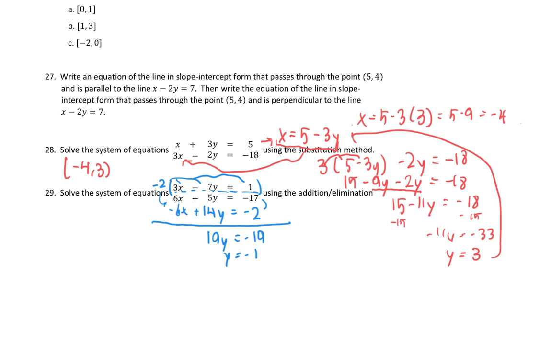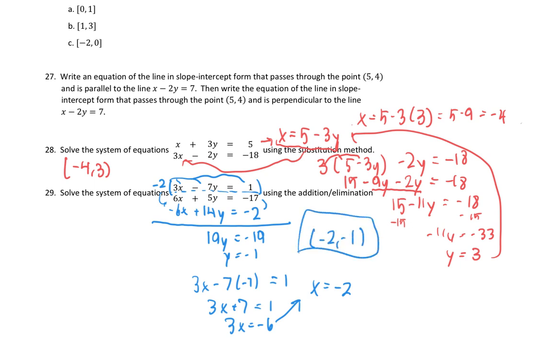So let's plug into the first equation. 3x minus 7 times negative 1 equals 1. Negative 7 times negative 1 is going to become plus 7, which means 3x is going to equal negative 6. Divide both sides by 3. x is negative 2. Negative 2, comma negative 1 is our answer. Let me circle the other one too.